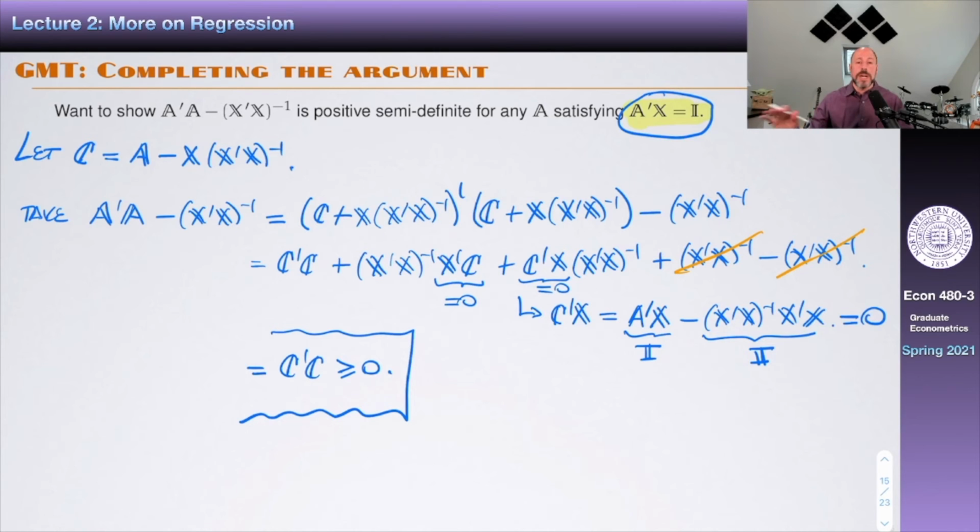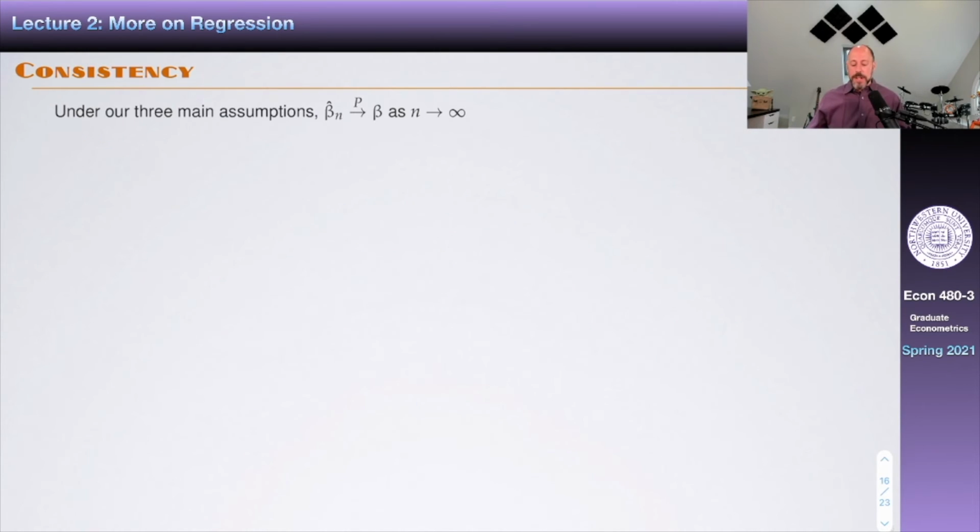Any questions about this derivation? Consistency. These two properties that we just described belong to the family of finite sample properties. They hold for any given sample size, and we didn't have to approximate anything. The last two properties that I'm going to discuss today belong to the family of asymptotic properties, and that means we'll have to take the sample size to infinity.